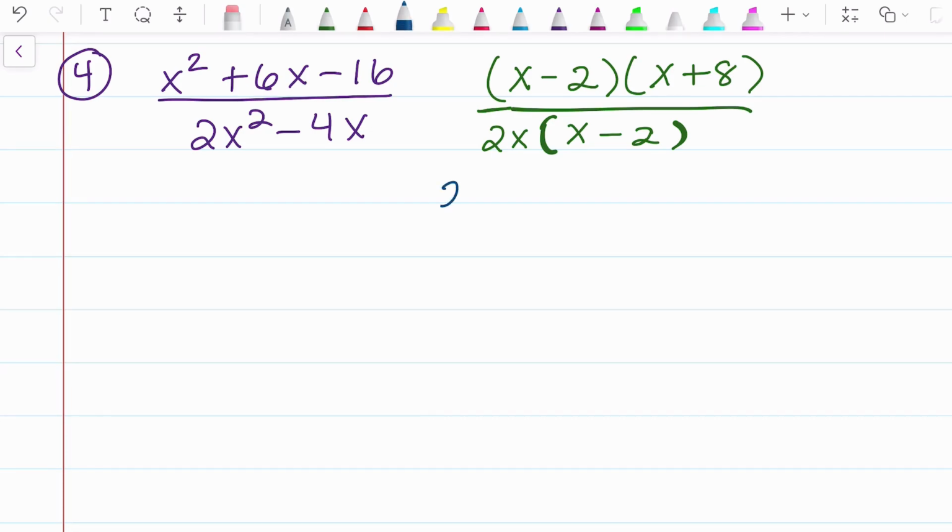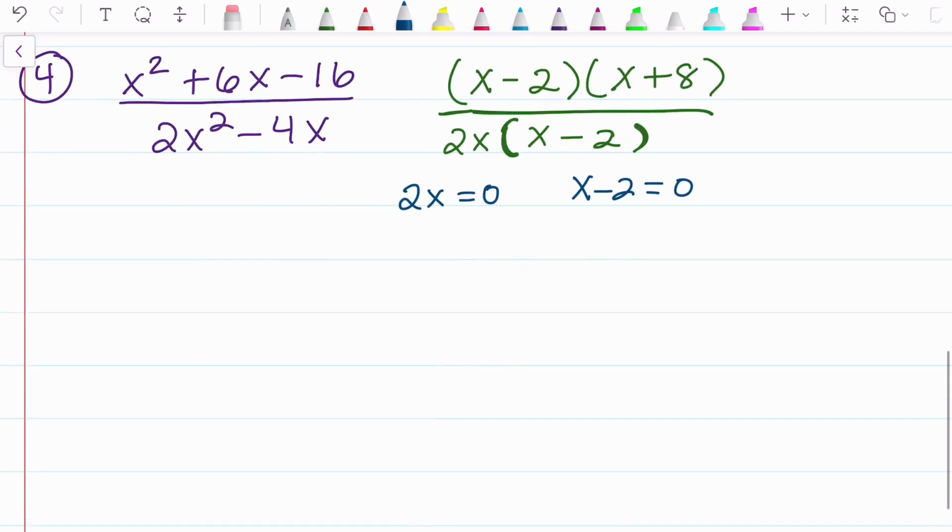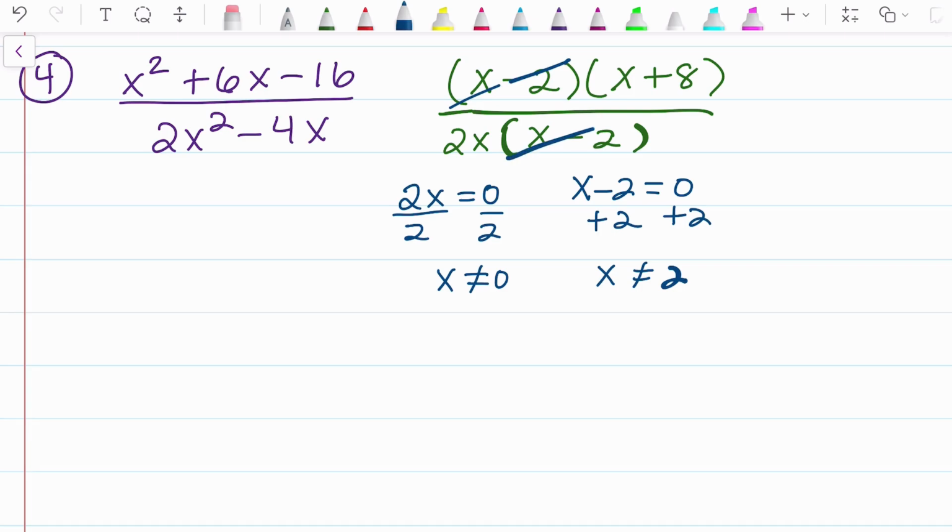Before I go canceling things, I need to set my two factors in my denominator equal to 0 to figure out my undefined or restricted values. When I divide by 2 to get x alone, that means x can't be 0. And when I add 2, that means x cannot be 2. So those are my restricted values. And then we can cancel the x minus 2 top and bottom. And our simplified rational is x plus 8 over 2x.